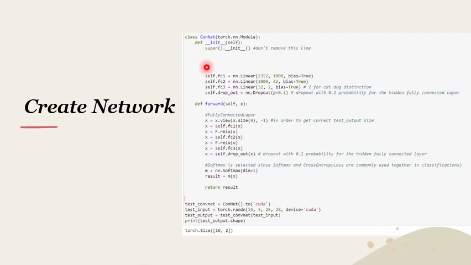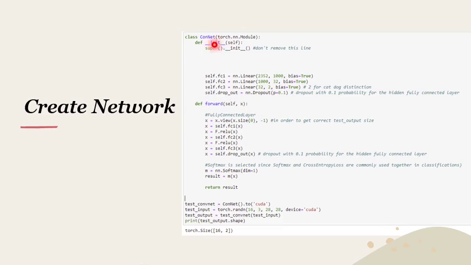Now we are creating our network with three fully connected layers. The first one is 2352, which is 3 times 28 times 28, our input, to 1K. The second is 1K to 32, and the third layer is 32 to 2. Those 2 outputs are one for cat and the other for dog.